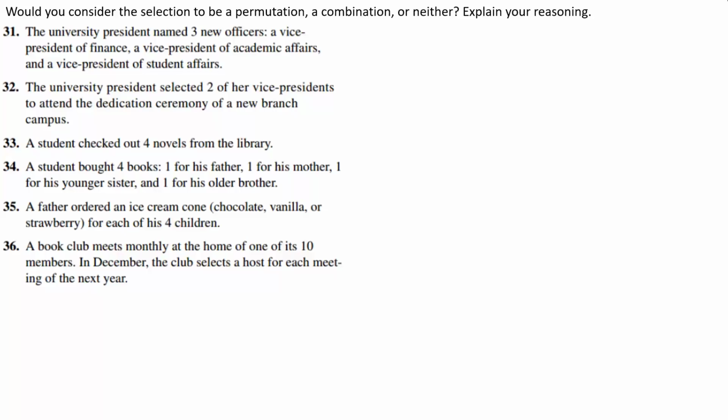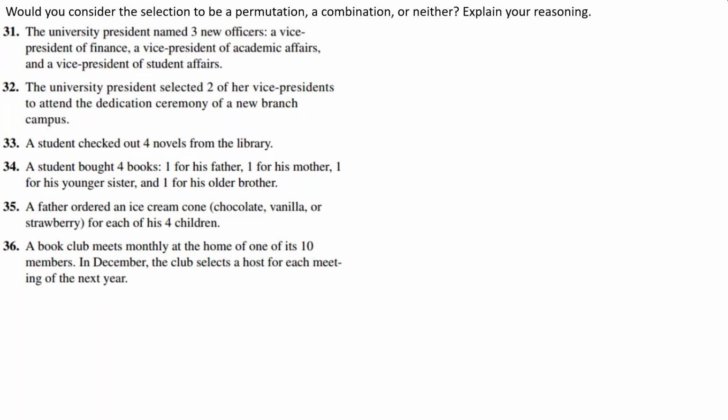All right, we're supposed to select whether it's going to be a permutation, a combination, or neither, and then explain our reasoning. All right, so this one: a university president named three new officers, a vice president of finance, a vice president of academic affairs, and a vice president of student affairs. Now, how many ways can they do that?